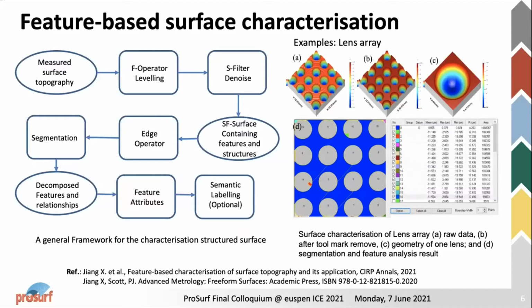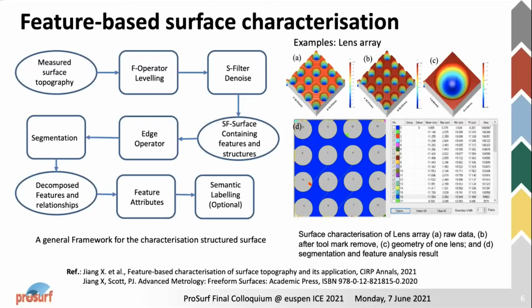After the leveling and denoising of the surface measurement results by different surface filtrations, we can obtain the SF surface containing the features and structures. Then, followed by edge operation, thresholding, or other segmentation methods, the surface can be decomposed into features and their relationships. Then the feature parameters can be calculated and used for more detailed data analysis and linked to the surface functionalities.